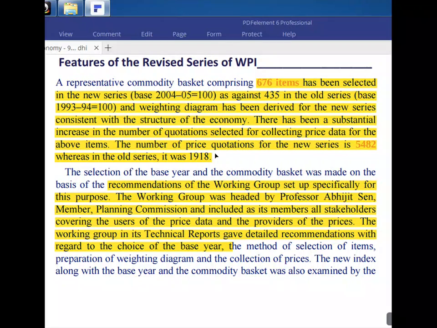Features of the revised series of WPI. A representative commodity basket comprising 676 items has been selected in the new series of 2004-05, as against 435 in the old series, base 1993-94. For the new series, consistent with the structure of the economy, there has been a substantial increase in the number of quotations selected for collecting price data for the above items.